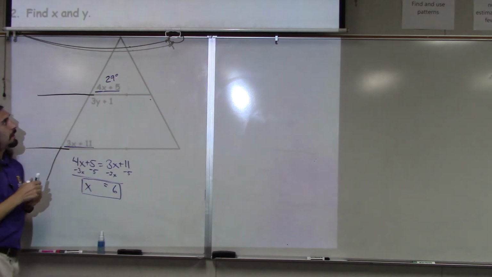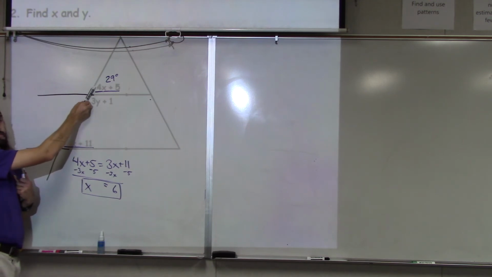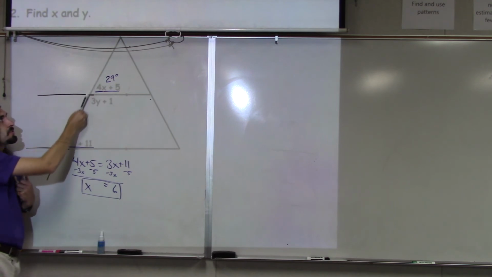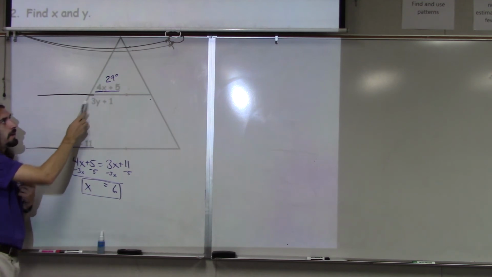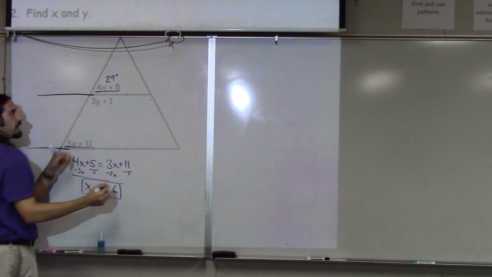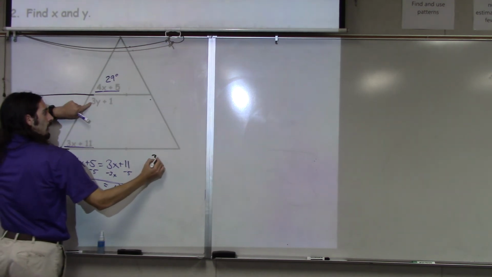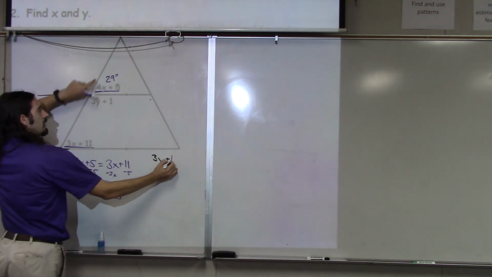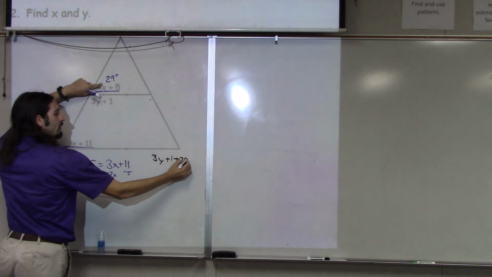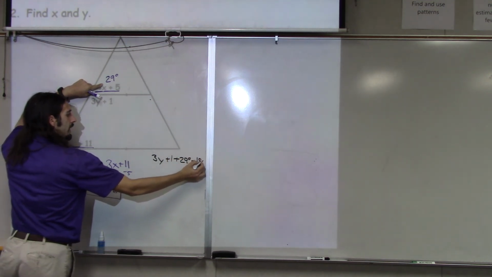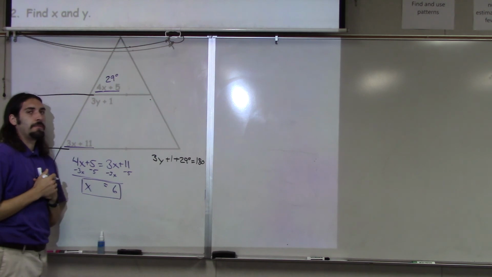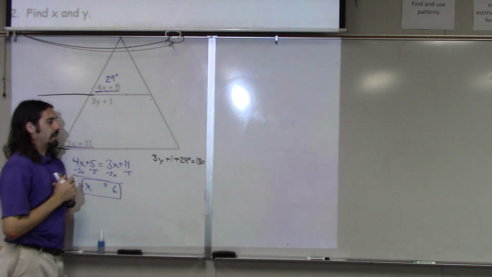So then, my relationship that I'm going to take advantage of, I've got a linear pair. This is a straight line. You can assume, the one thing I'll let you assume in a geometric picture, that I've got a straight line right here, which means that these two must add up to 180. So I'm going to come over here, and I'm going to say that I have 3y plus 1 plus my top angle must be 180. They are supplementary. They form a linear pair or a straight line.